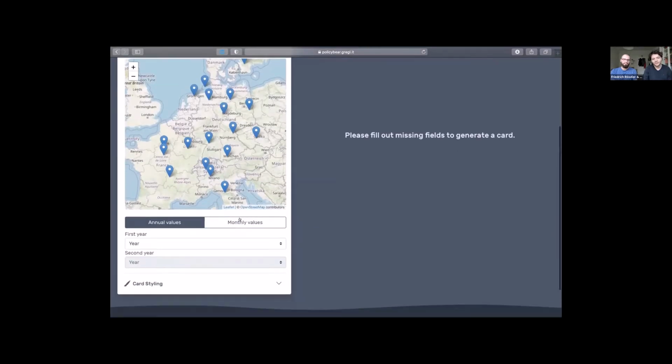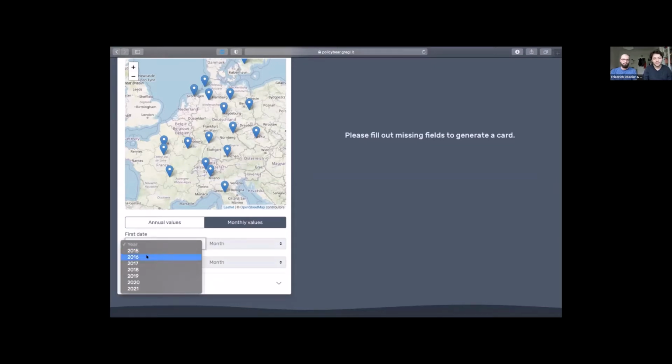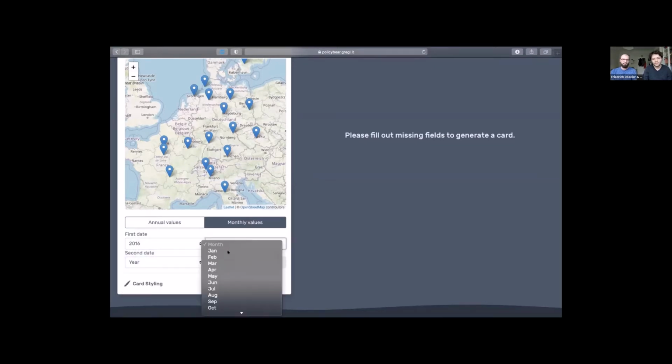And then you need to select the two points in time that are compared. You could either compare annual values or monthly values. Let's choose monthly, and 2016, maybe June, and 2020, also June.